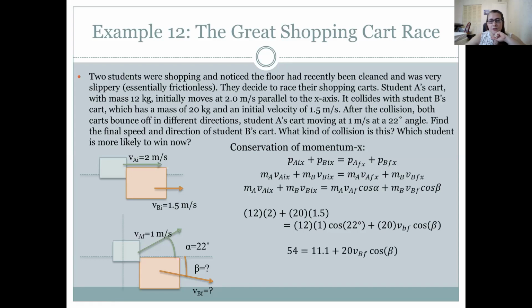So when we simplify that equation, plug those numbers in our calculator, we get 54 equals 11.1 plus 20 VBF cosine beta. We can simplify that even further to 42.9 equals 20 VBF cosine beta. And then if we divide both sides by 20 to simplify it as far as we possibly can, we get 2.145 equals VBF cosine of beta. I went ahead and rearranged that equation for cosine of beta, and you'll see why I chose to do that in just a couple of minutes.